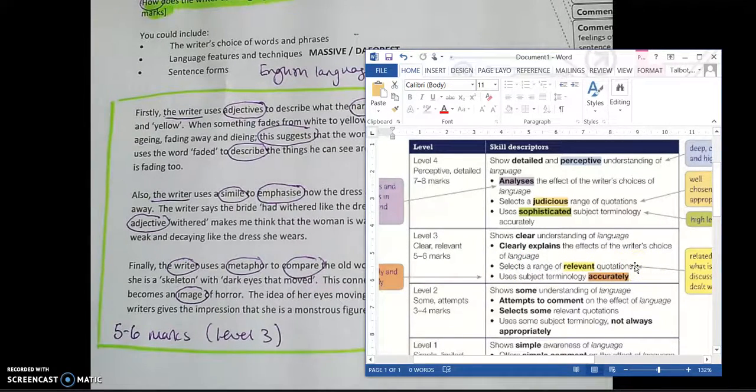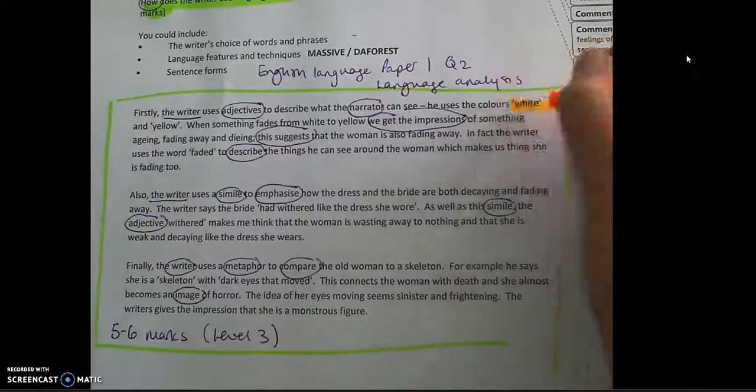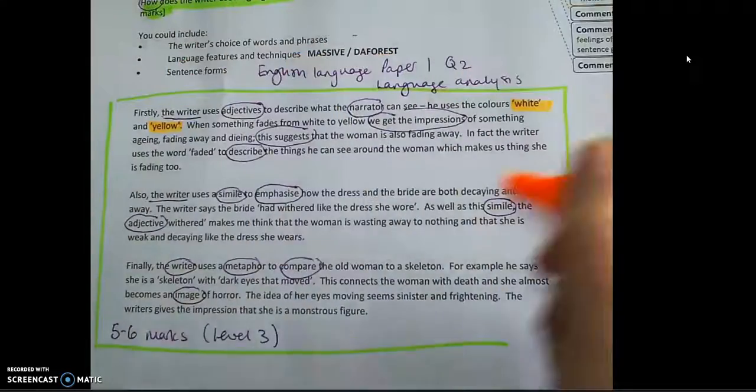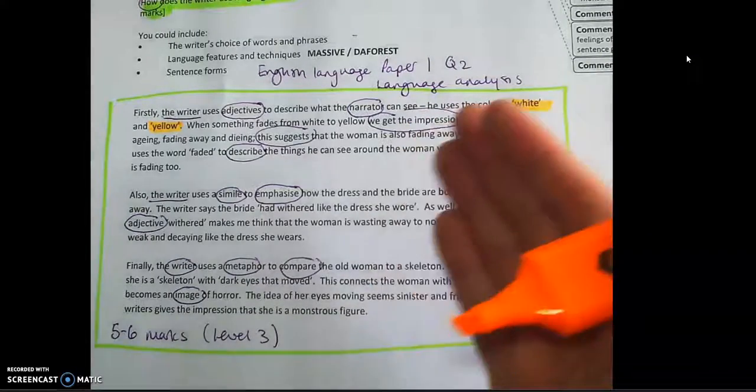Okay. This word relevant is important because what you want to make sure you do is use quotations that you are then explaining that link to the question. You don't want to be picking random quotations or words from the text that really aren't going to help you write about what the question is asking you about. So let's have a quick look at our quotations. Let's see what we've got here. So I've got white and yellow. Those are 2 words from the text, and then I talk about those words, and it is about what those words are showing me about the old woman.